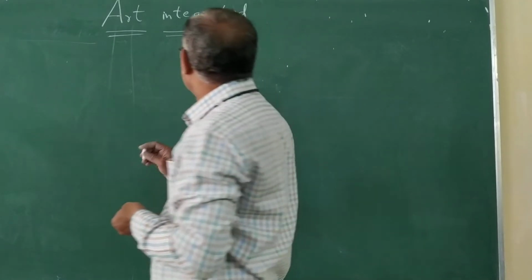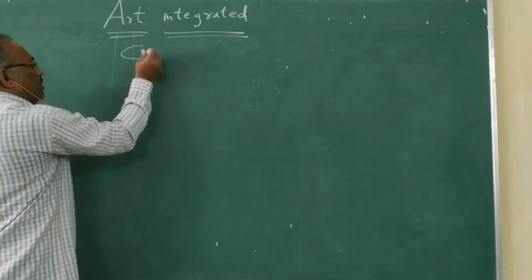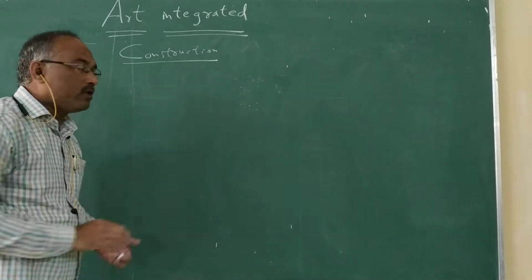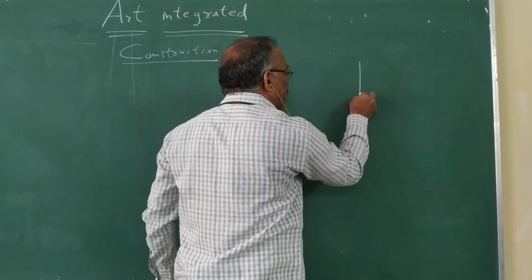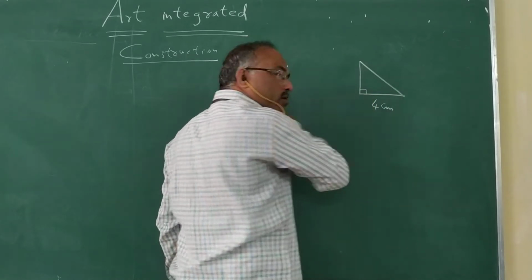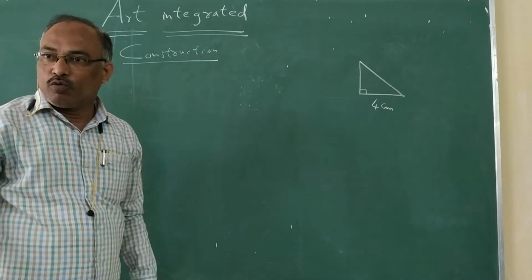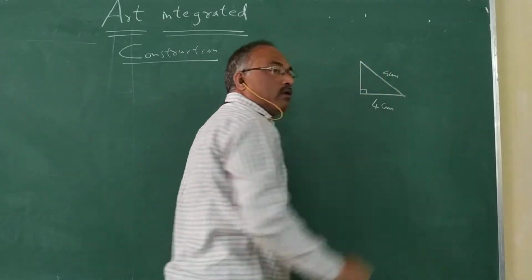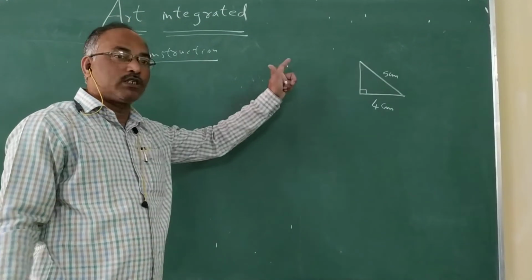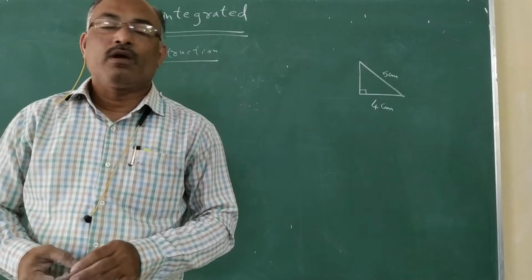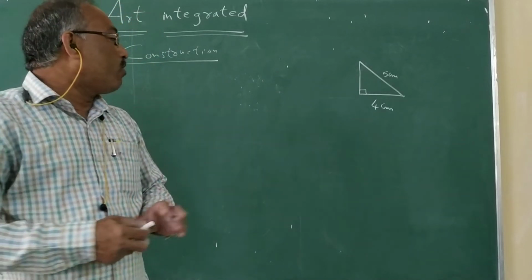Let us first draw rough diagrams, planning. We want a right angle triangle. Base should be how much? 4 meter. Here we take 4 centimeter in the notebook to get the idea. And the side opposite to the right angle should be 5 centimeter. This is the construction of the triangle we want to do. Now in the construction of a triangle, what is the first step? Draw a segment.